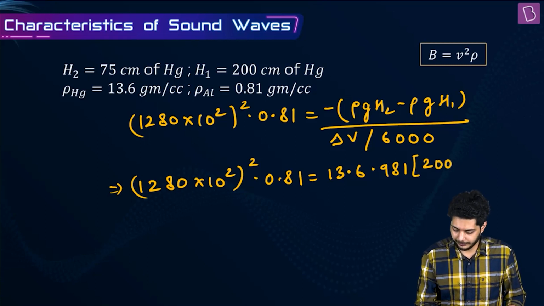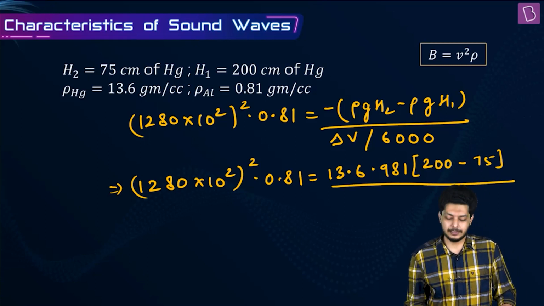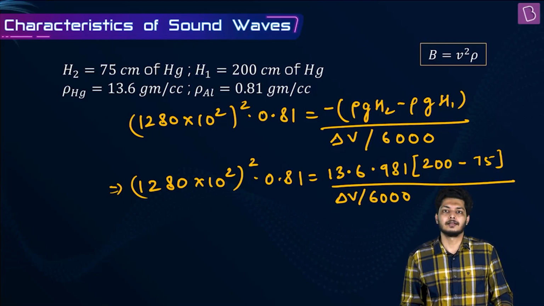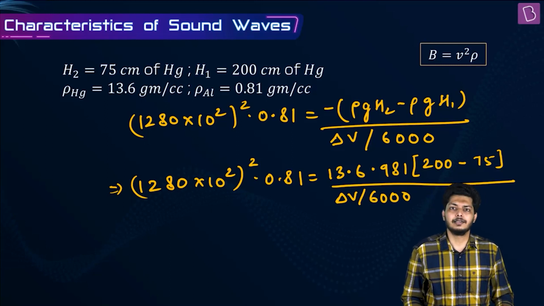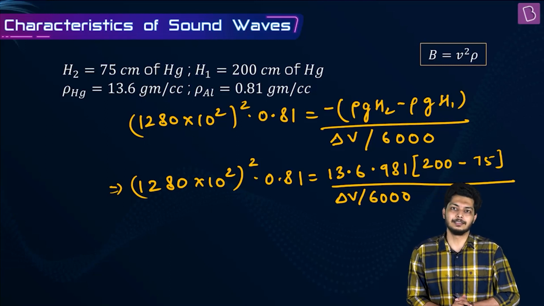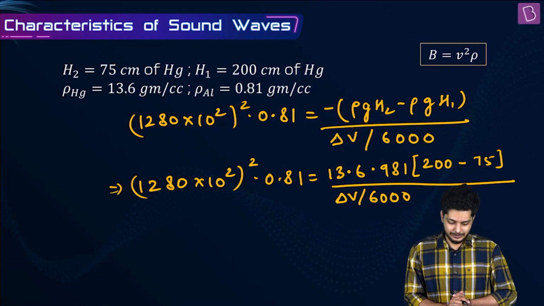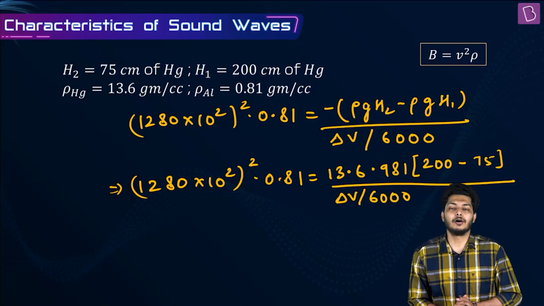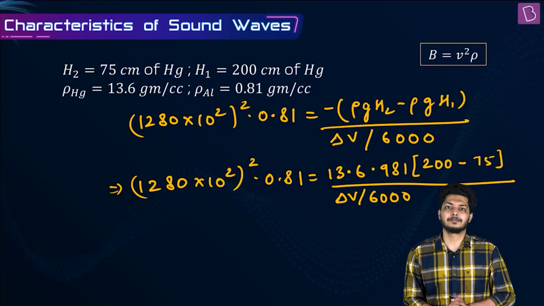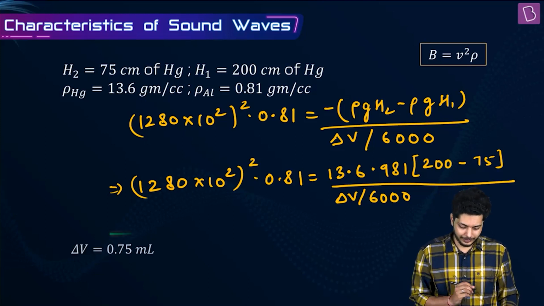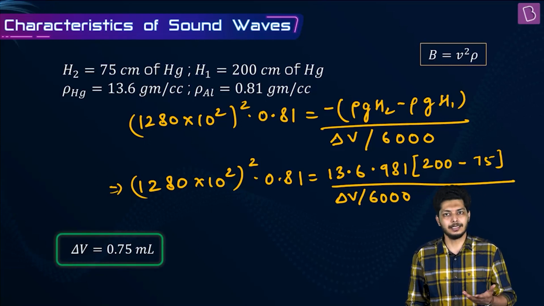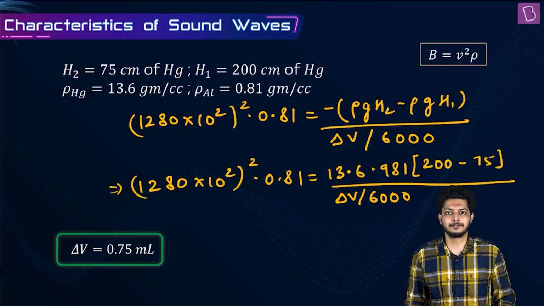h1 is 200 centimeters minus 75 centimeters divided by change in volume del V by 6,000. Pretty long equation, but if you know the concept, calculations are always easy. All right. So in this equation, other than del V, we have plugged in all the values. And after calculations, you will get del V approximately equal to 0.75 milliliters.